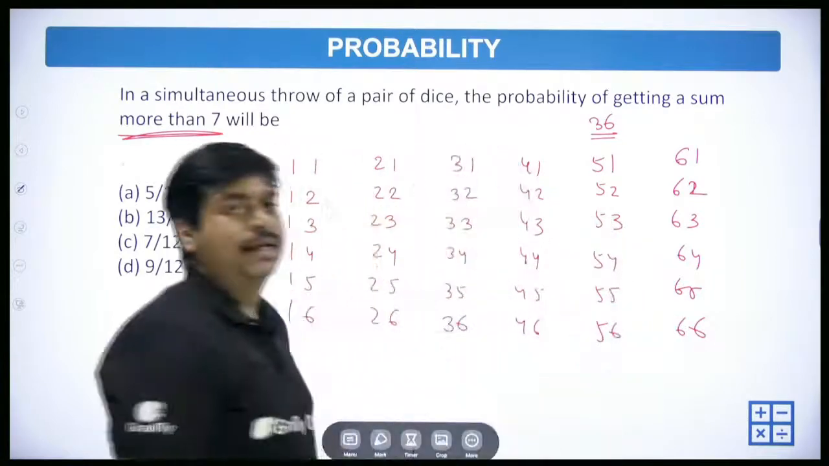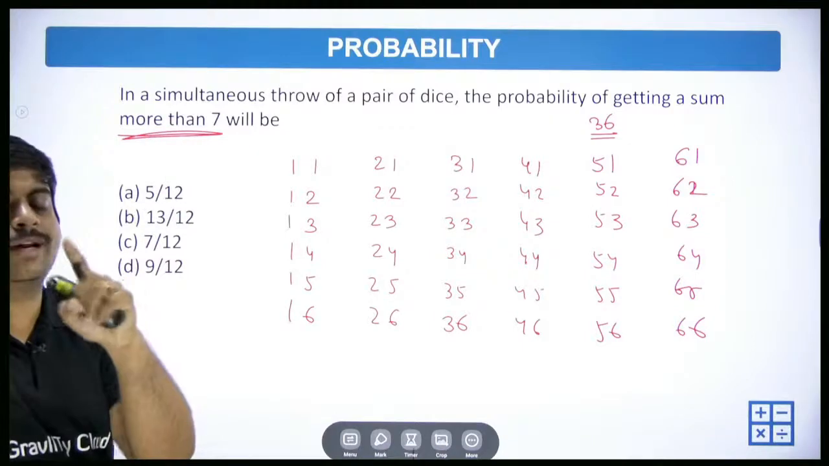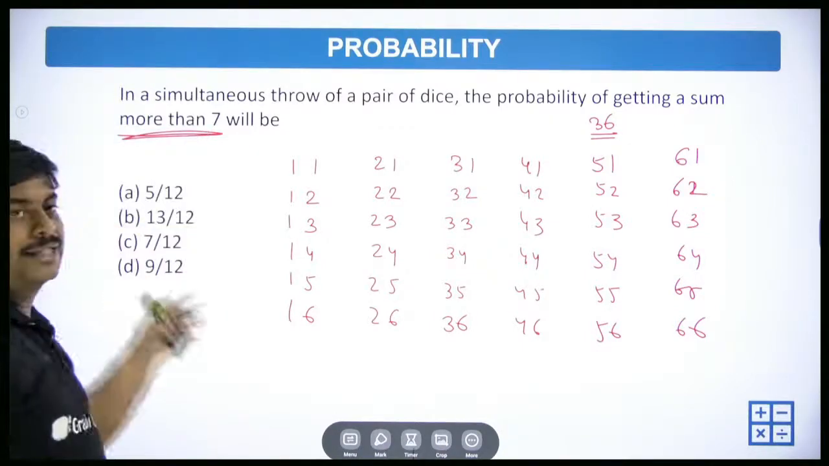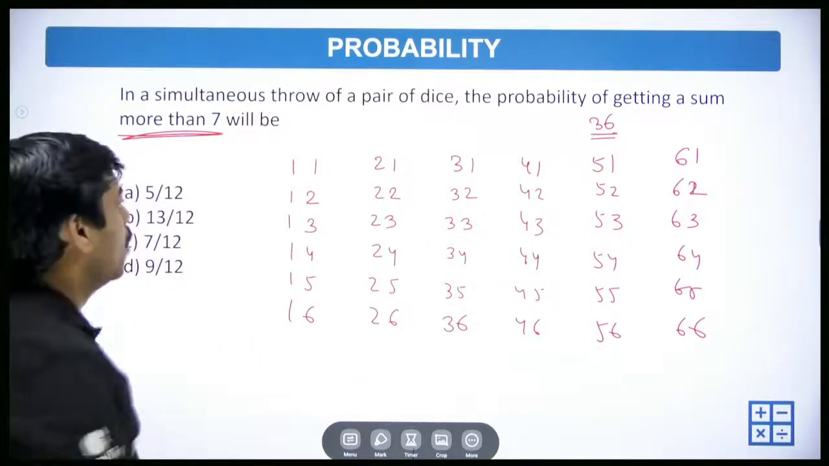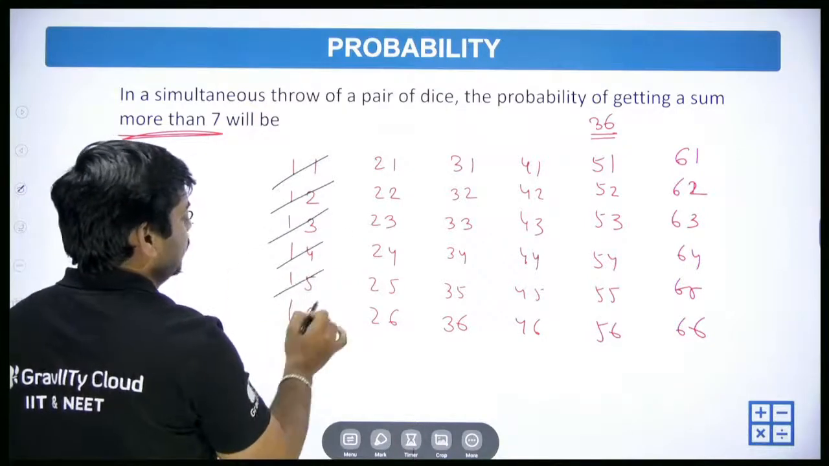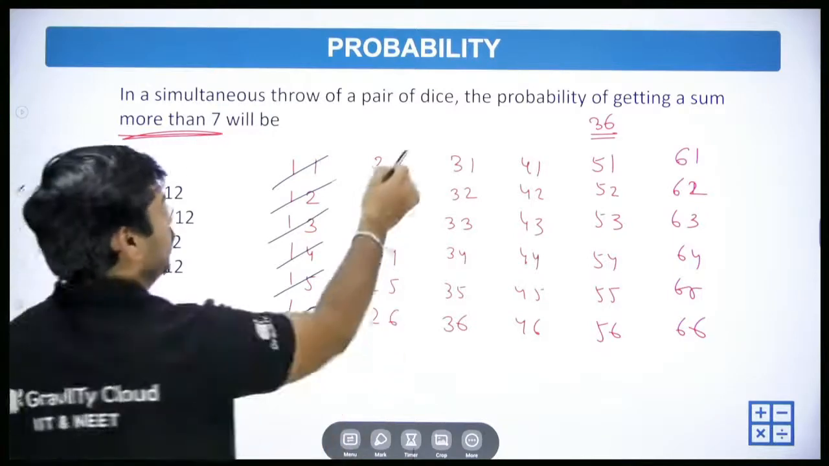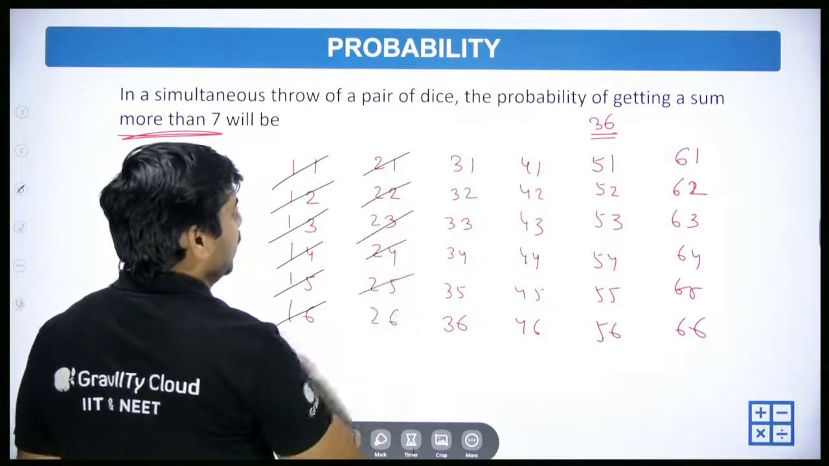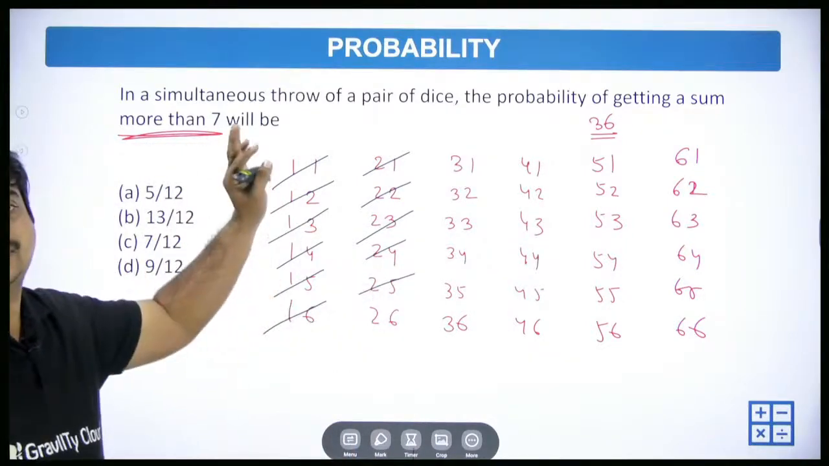Now the question is, the sum of these two numbers should be more than 7, not even equal to 7, more than 7. Instead of finding all the numbers greater than 7, let's delete where we get a sum less than 7. 1 plus 1 is 2, 2 plus 1 is 3, 3 plus 1 is 4, 5, 6, 6 plus 1 is 7, not even 7, we need more than 7. Eliminate all this. 2 1 is eliminated, 2 2, 2 3, 2 4 eliminated, 2 plus 5 is 7. All these are eliminated, right? 2 plus 6 is 8, that can be included.